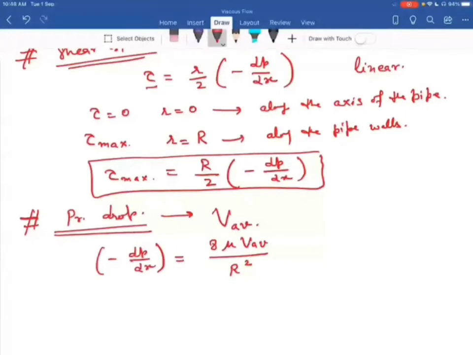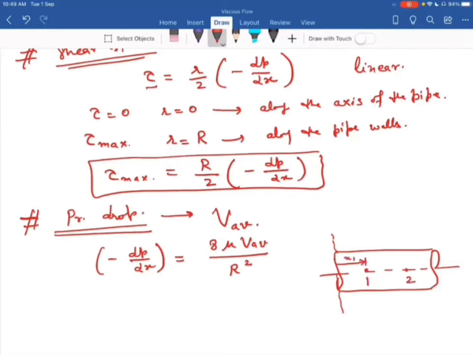Now again, you consider 2 points. This is a circular pipe we have. This is the reference section. We consider point 1 and point 2. Point 1 is at distance x1. Point 2 is at distance x2. So the length between these 2 points becomes L. At point 1, pressure intensity P1. At point 2, pressure intensity P2.